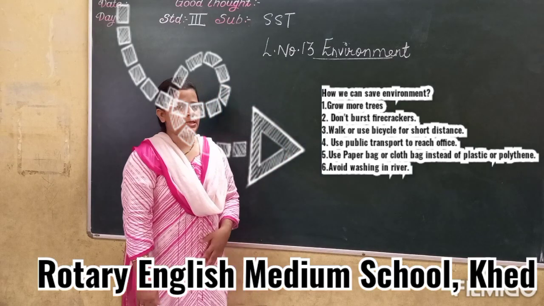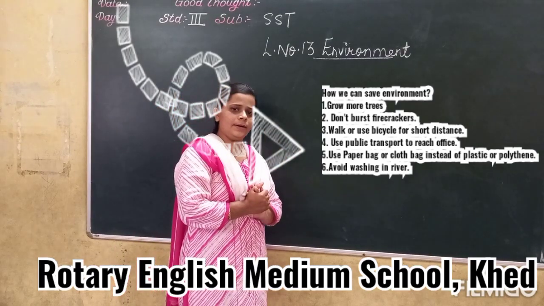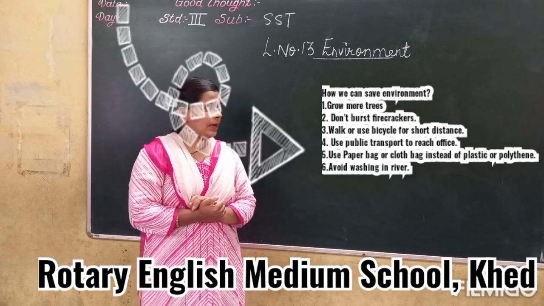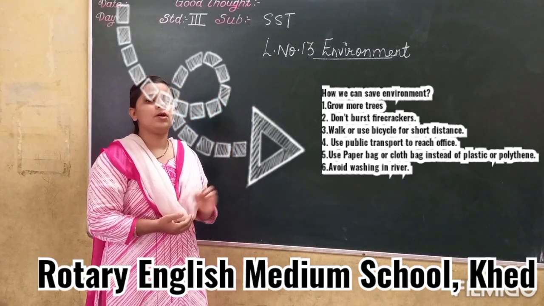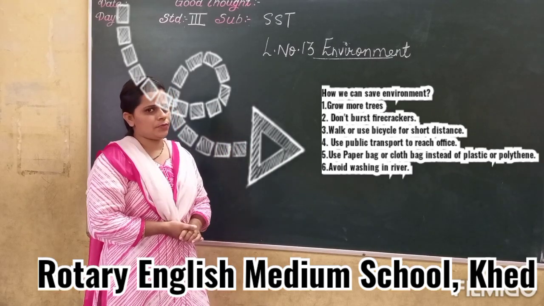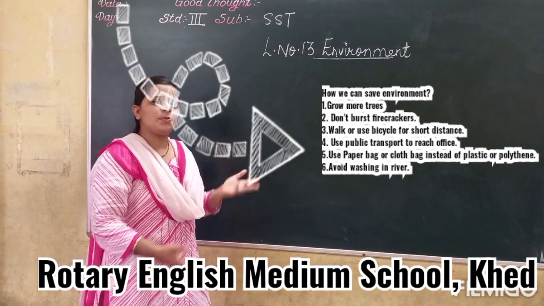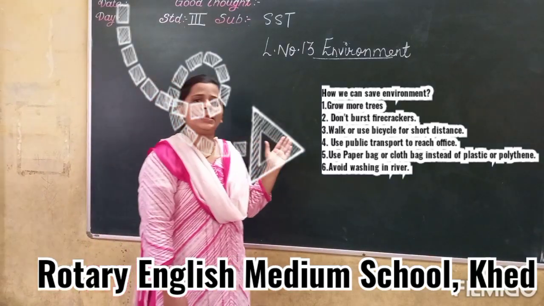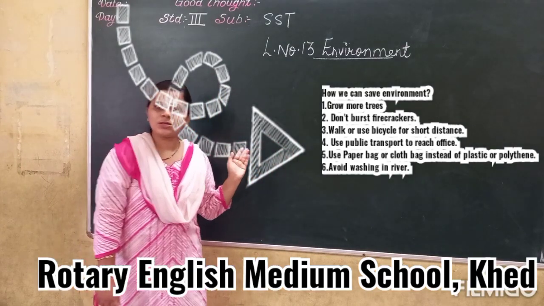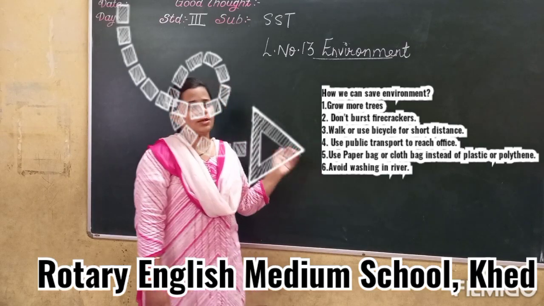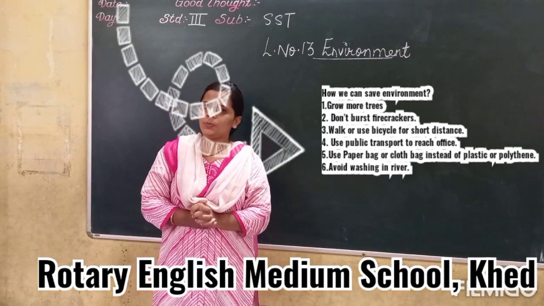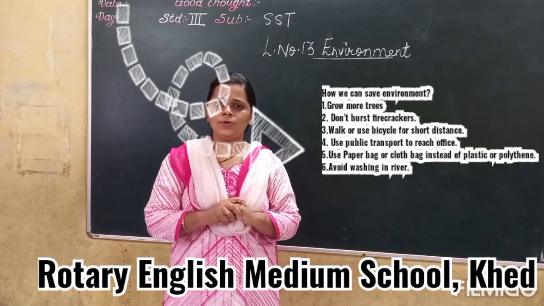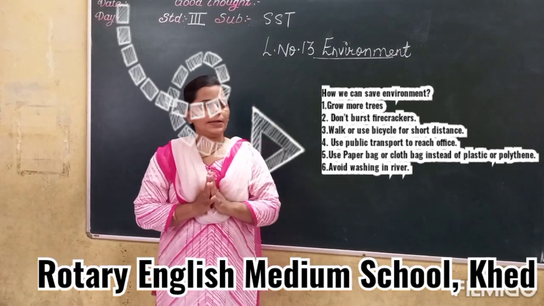So how can you save the environment? Grow more trees, right? Don't burst firecrackers. Walk or use a cycle for short distances. And use public transport to reach the office. Got it, my children? And to stop soil pollution, use paper bags or cloth bags instead of polythene and plastic. And do not wash clothes, utensils, etc. near the riverside. Okay? I hope you have understood how you can save your environment. If you want to live a healthy life, if you want to be healthy, you have to protect your environment. Okay, dear children?